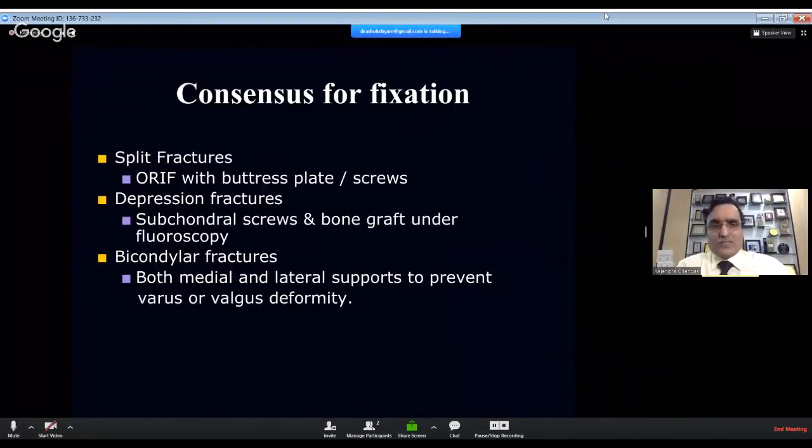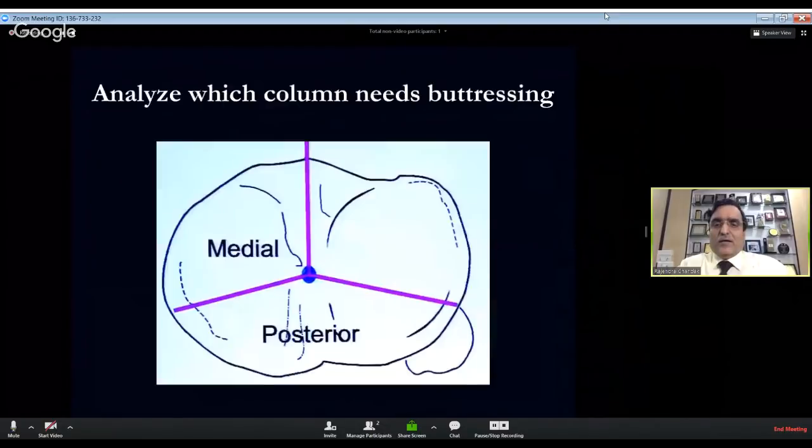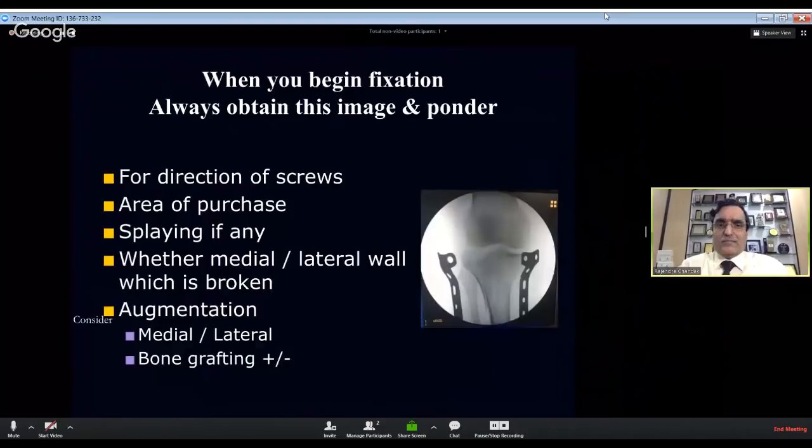The consensus for fixation in tibial condylar fracture, for split fracture, is ORIF with buttress plate or screws. Depression fracture, we provide subcondylar rafting, and for bicondylar fractures, we provide both medial and lateral support to prevent varus or valgus deformity. And analyzing which column needs buttressing, either the medial, lateral, or posterior, depending on the fracture, we decide what buttress is needed.